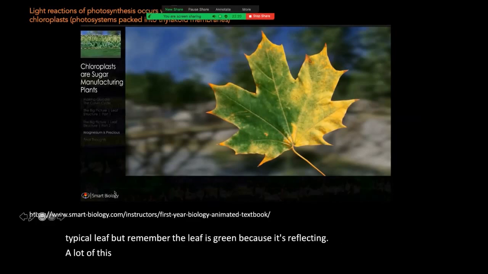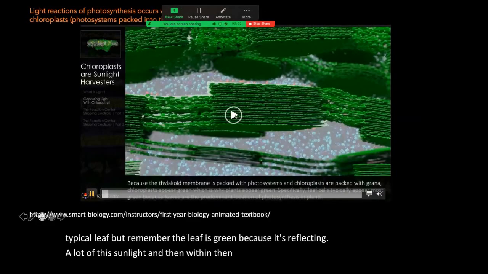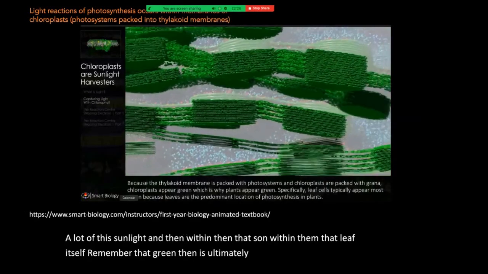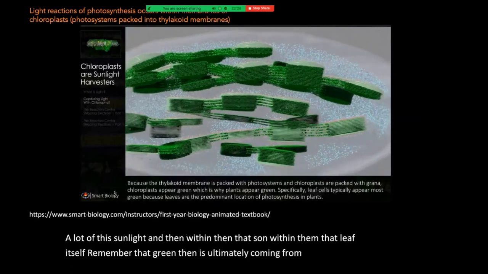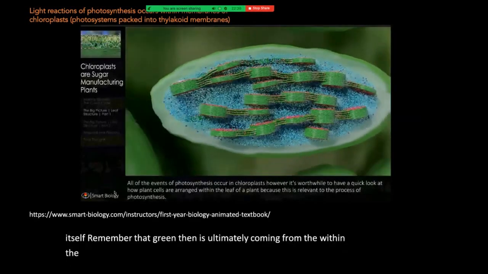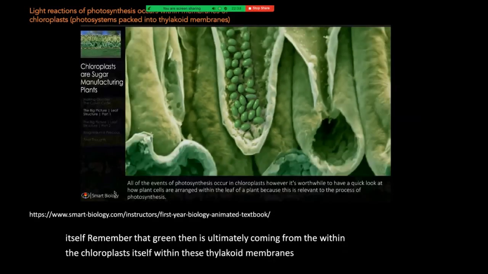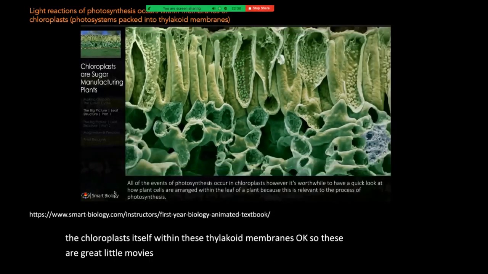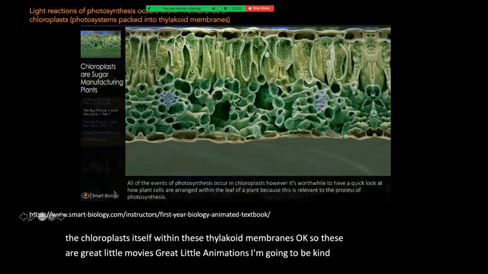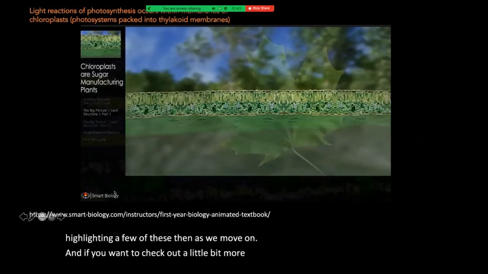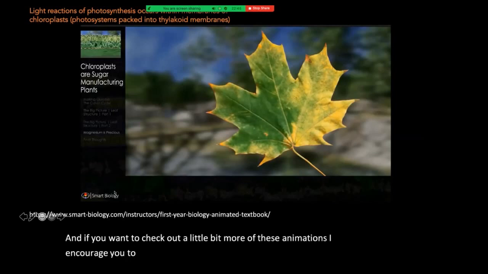And then within that leaf itself, remember that green is ultimately coming from within the chloroplast itself, within these thylakoid membranes. Okay, so these are great little movies, great little animations. I'm going to be highlighting a few of these as we move on. And if you want to check out a little bit more of these animations, I encourage you to check out this first year biology animated textbook, which is really nice.